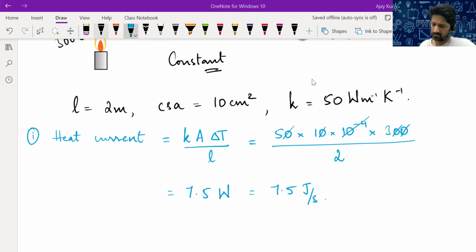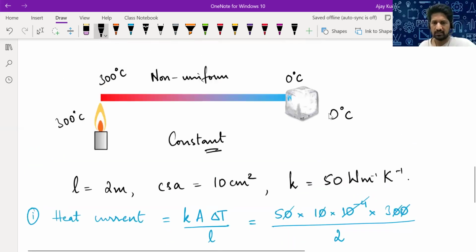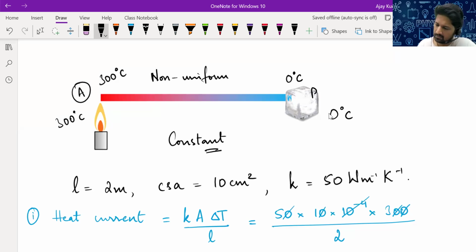Now we found out the heat current through this rod. That is the rate at which heat flows from one end to the other end. We took the complete length. 7.5 joules per second is being passed from end A to end B. Now consider a random section in between, a random cross section somewhere here.